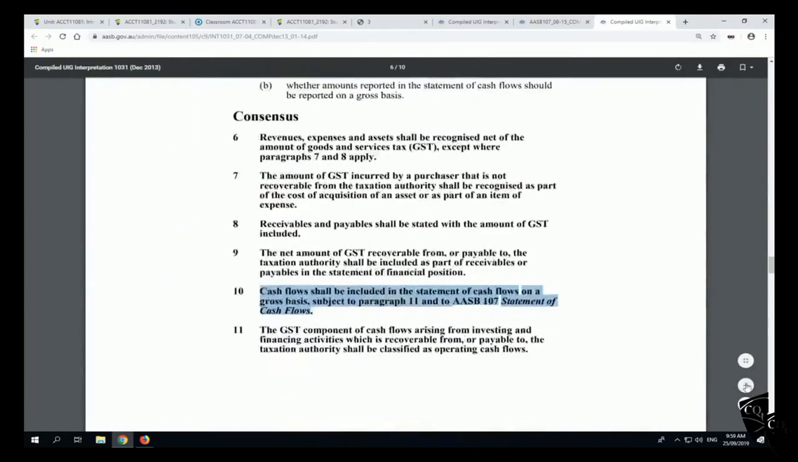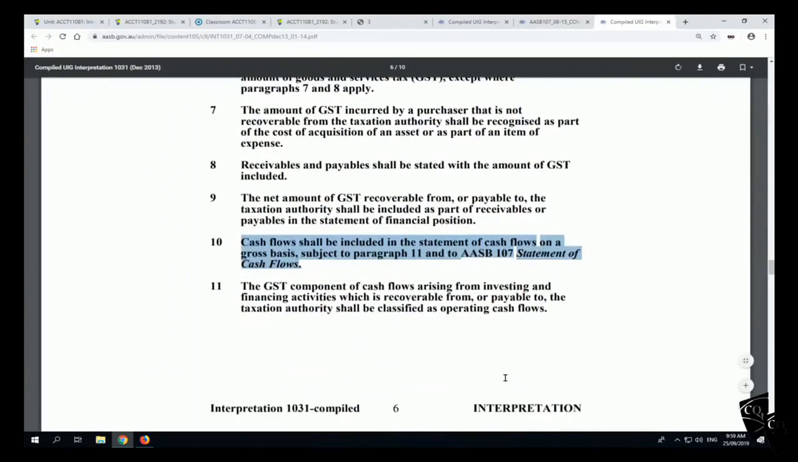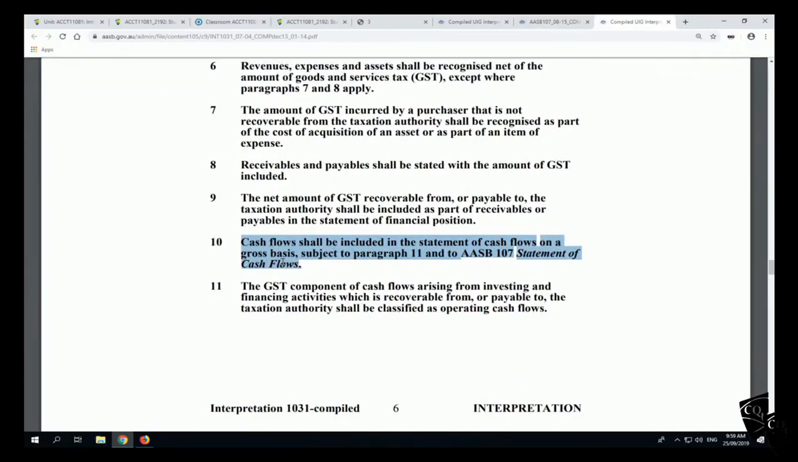We're told, in GST Interpretation 1031, paragraph 10, that cash flows shall be included in the statement of cash flows on a gross basis, i.e. GST inclusive basis. AASB interpretations have the same authority as accounting standards in Australia. So we can expect that with Australian firms at least, items in the statement of cash flows will be on a GST inclusive basis. Martin does cover that in Chapter 2, Section 2.2, page 2-6 of the study guide as well.